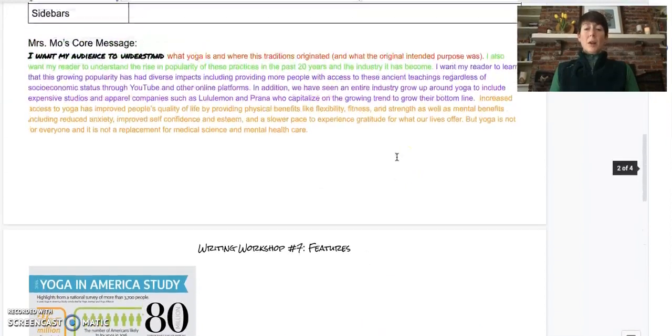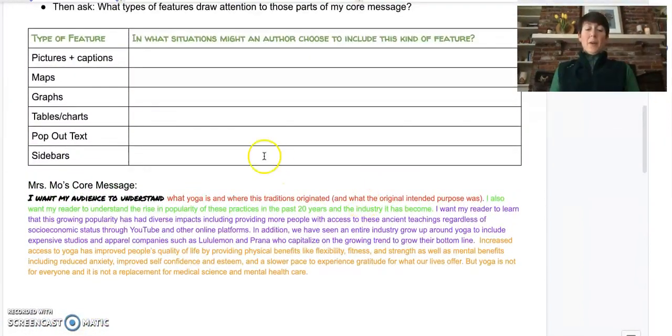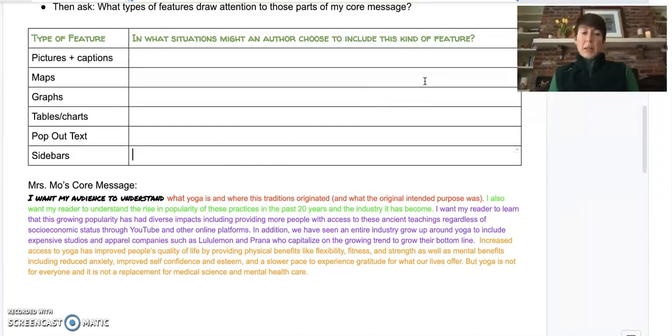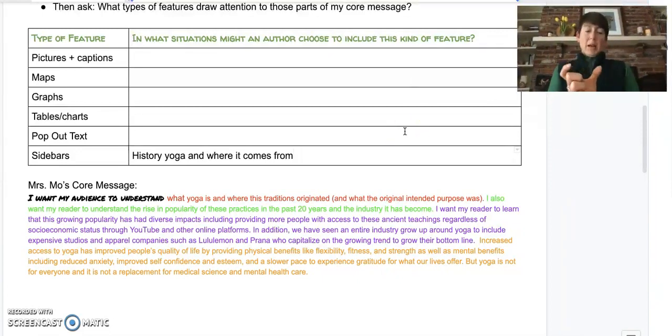But another thing I thought that I could use for that part, if I wanted, was maybe a little sidebar where I can go into some more detail about the history of yoga, and where it comes from. And I could go into a little bit more depth in a small sidebar on the side. So that's possible for me.